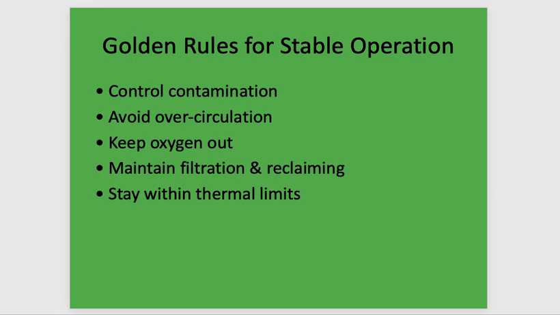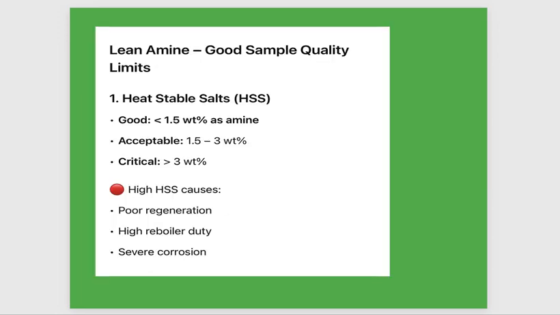Okay. Finally, I want to give you some guides for the heat stable salt, for example. What is the margin? If you are more than 3 weight percent, you are critical. If you are between 1.5 and 3 weight percent, it's acceptable, but better to be lower than 1.5 weight percent heat stable salt. High heat stable salt causes poor regeneration, high reboiler duty, and severe corrosion.